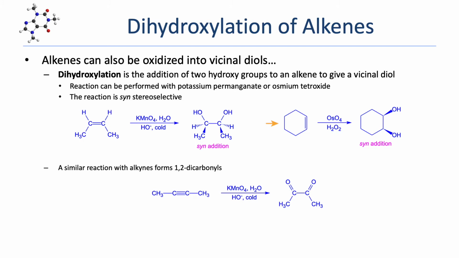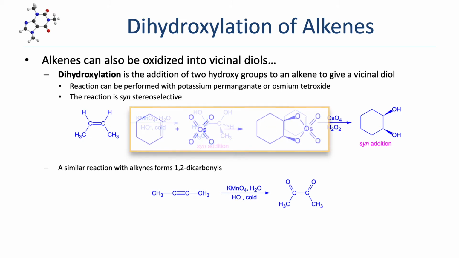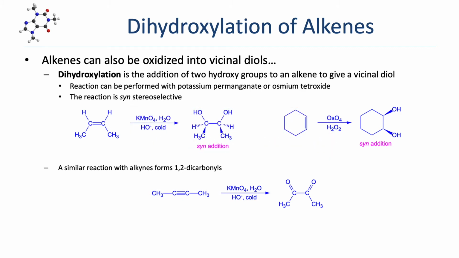The reaction is syn-stereoselective, and the two hydroxy groups are added to the same face of the alkene. This is because both oxygens are added to the pi bond at the same time from the metal oxide, necessitating a syn addition. Similar treatment of an alkyne results in the formation of a 1,2-dicarbonyl. In this example, 2-butyne is oxidized to give 2,3-butane dione.